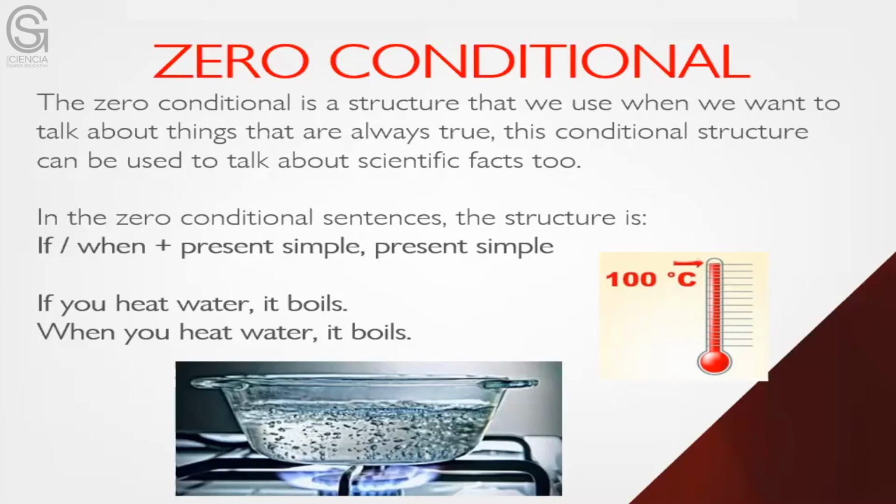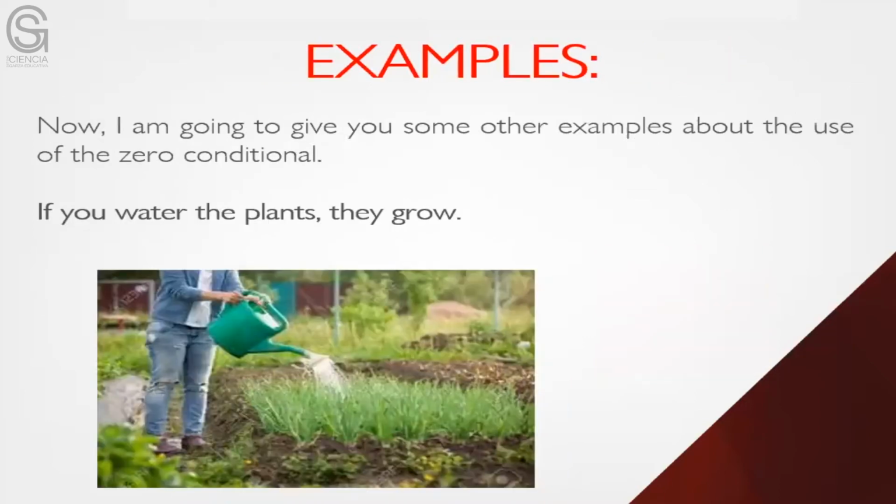Now I am going to move to the second example. And in this example, I am going to provide you another use of the zero conditional. Just observe this picture. There is a person and he is doing a specific thing. If you water the plants, they grow. Every time that you put some water on the plants, they grow. That's where you can use the zero conditional too.